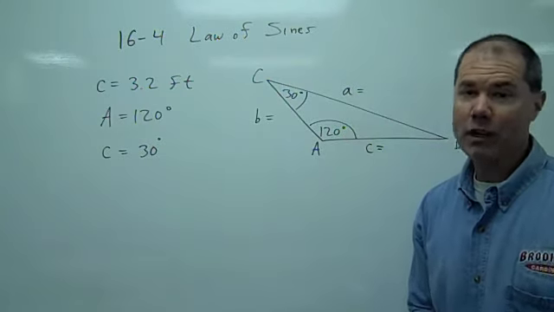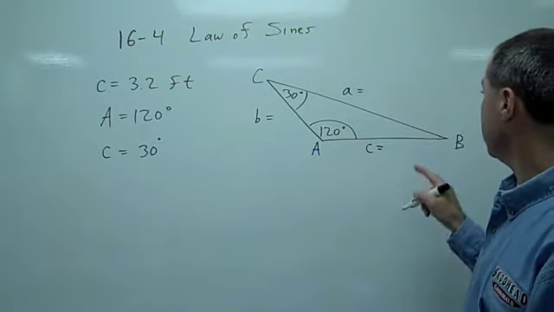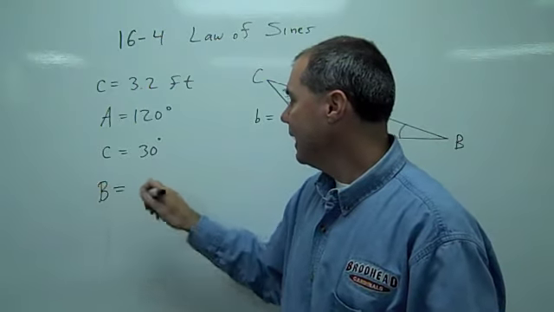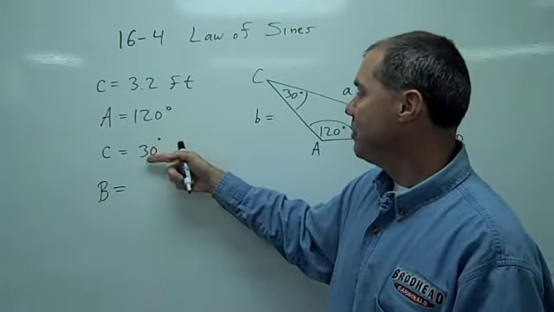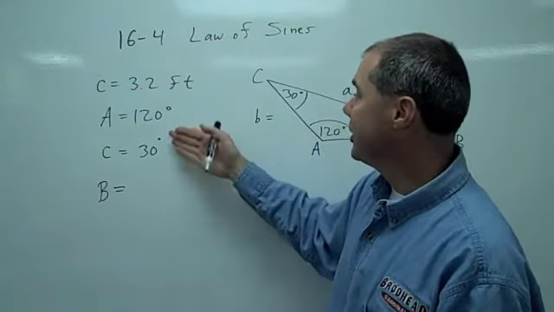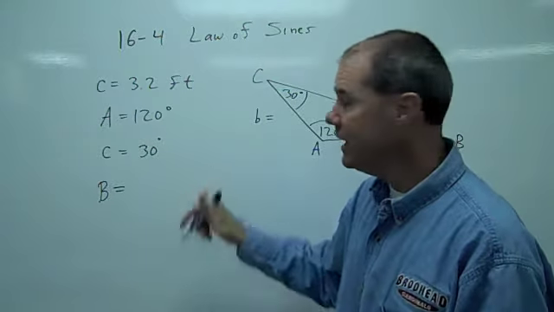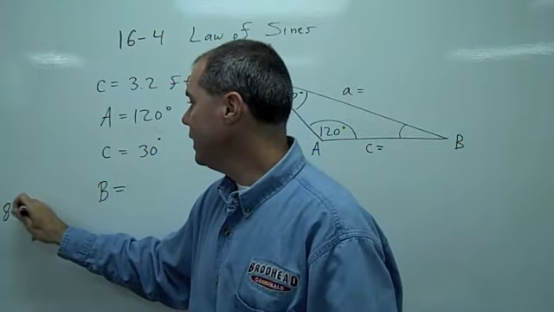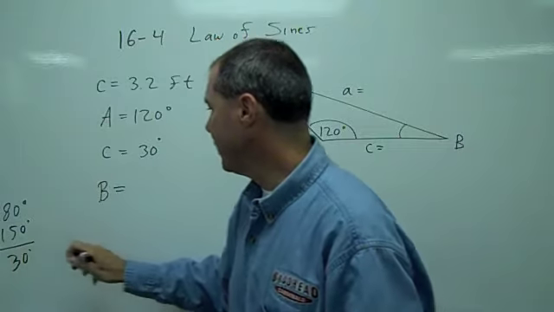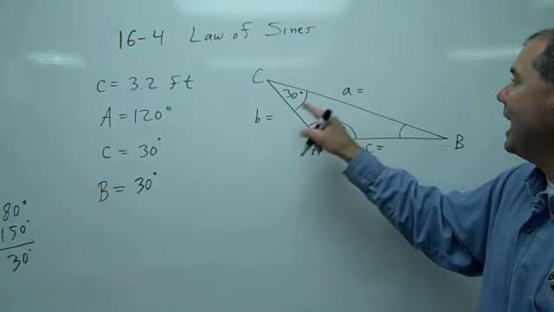To solve a triangle means to find all the angles and all the sides of the triangle. So first let's find angle B. Since A plus B plus C is 180 degrees, we just take 180 minus the sum of these two. When you add 120 and 30, you get 150. We take 180 degrees minus 150 degrees, and we get 30 degrees. So angle B is 30 degrees. We just have to find sides a and b.